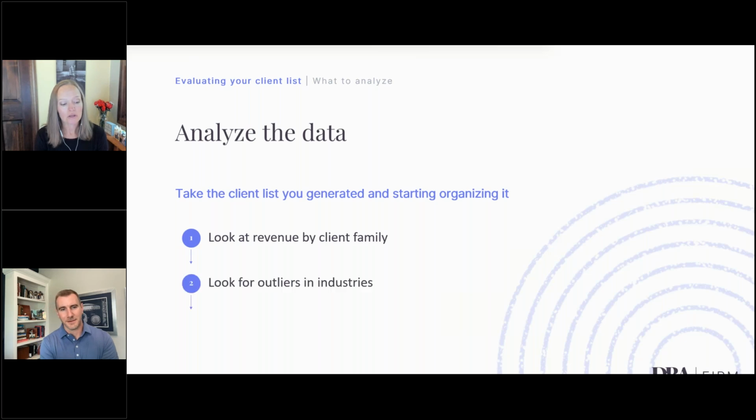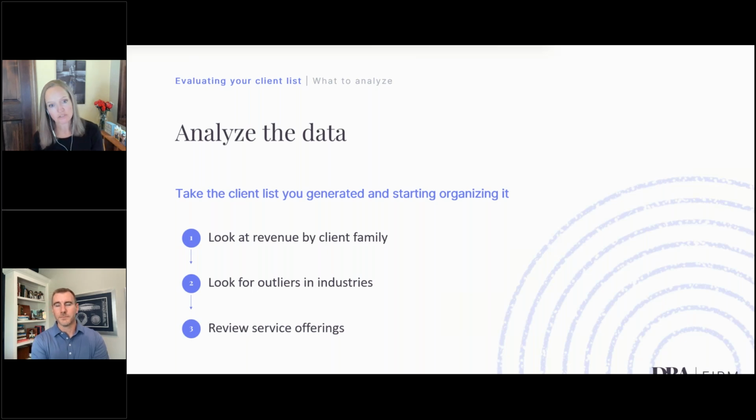So it really gets broken out into 3 main areas, which Marcus, you've already touched on, like revenue by client family, looking to see if there's a large percentage coming from a certain family group. How are you typically sorting this list? Are you starting with highest revenue at the top and working your way down? Are you looking at lowest revenue?